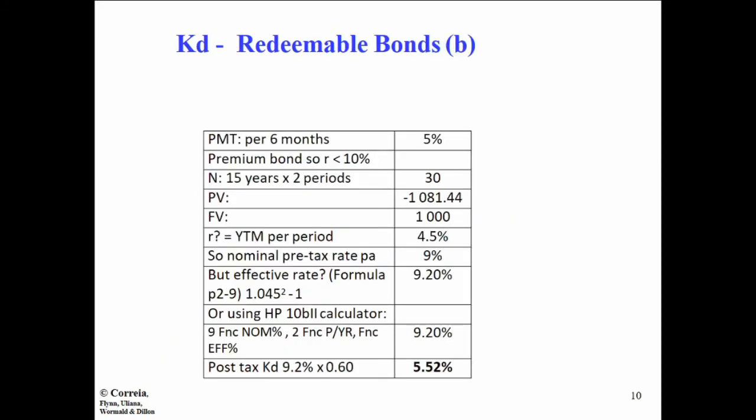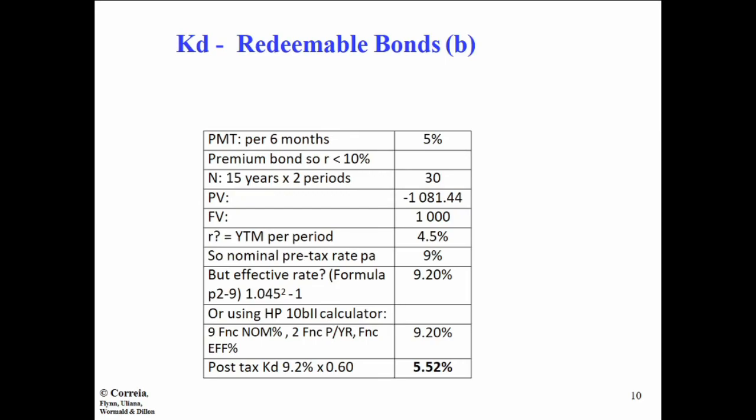So in the class example, if you look at B, what is the firm's component cost of debt? So here the company has in issue 10% semi-annual coupon, non-callable bonds with 15 years remaining to maturity. They sell at a price of R1,081.44. The par value is R1,000. And if you look at the first point, the firm's tax rate is 40%. So we want to know what is the cost of debt for this scenario.